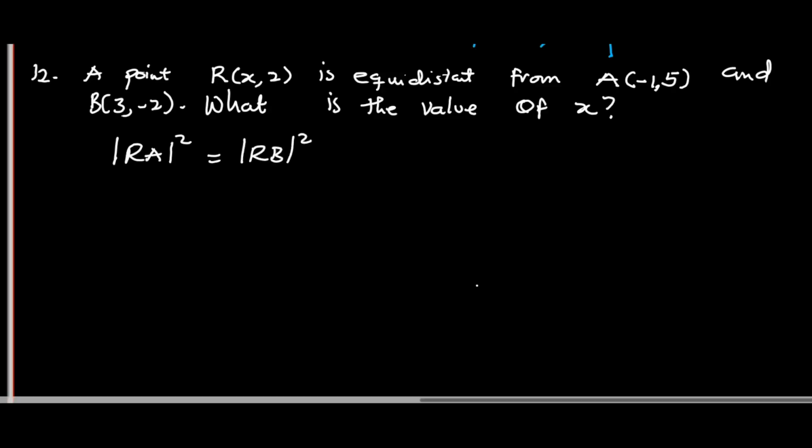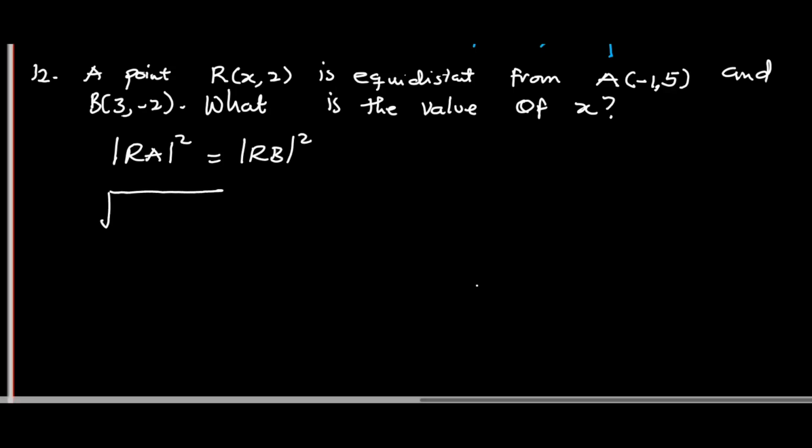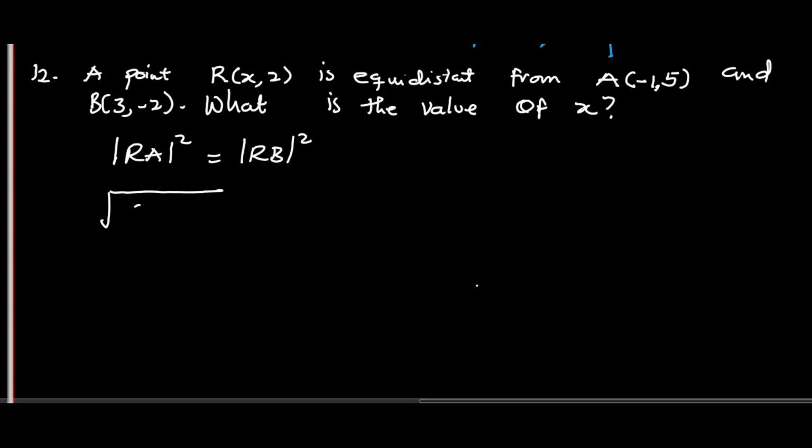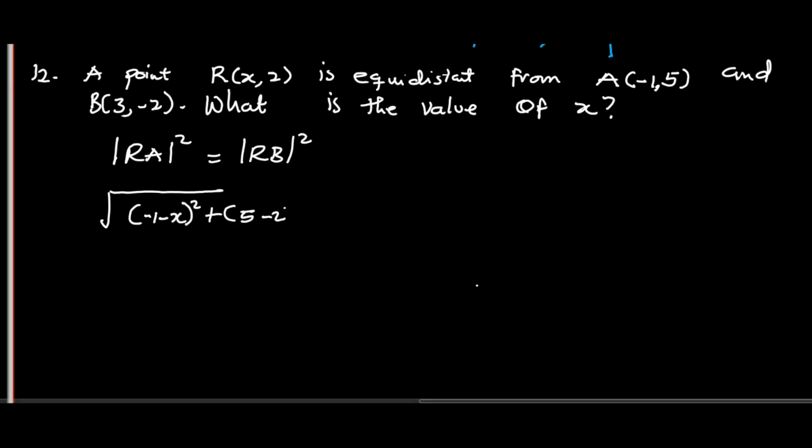Right. So to find the distance, we can say that we have the square root of RA. So our R and then A. So we have -1 minus x squared plus 5 minus 2 squared.